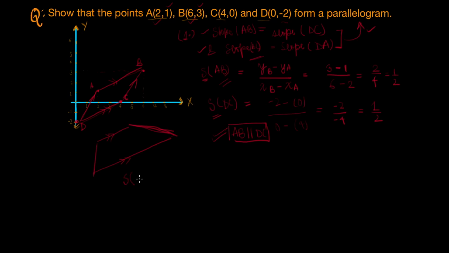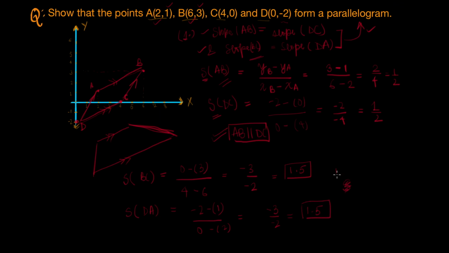The slope of BC, well, this is BC, so we take these two coordinates: y C minus y B is 0 minus 3, and x C minus x B is 4 minus 6. That turns out to be minus 3 by minus 2, which is 1.5, or just 3 by 2. Now the slope of DA is minus 2 minus 1 over 0 minus 2, which is minus 3 by minus 2, or once again 1.5. So at this point we have also shown that BC is parallel to DA, and that concludes the problem: we have shown that ABCD forms a parallelogram and not a trapezium.